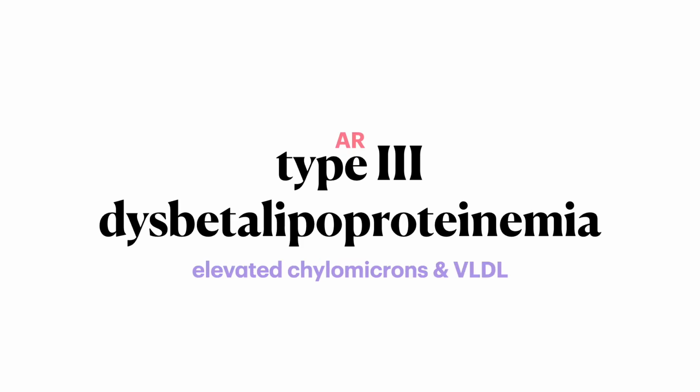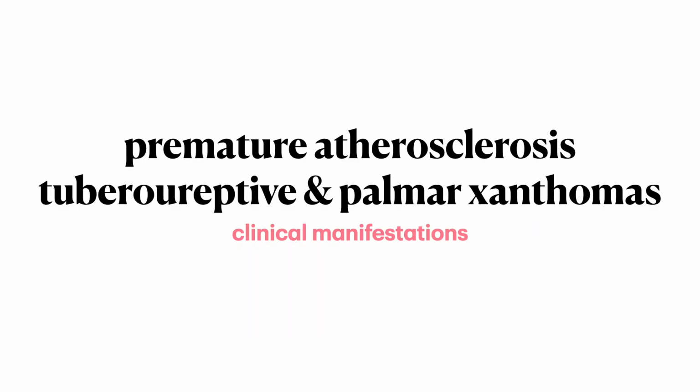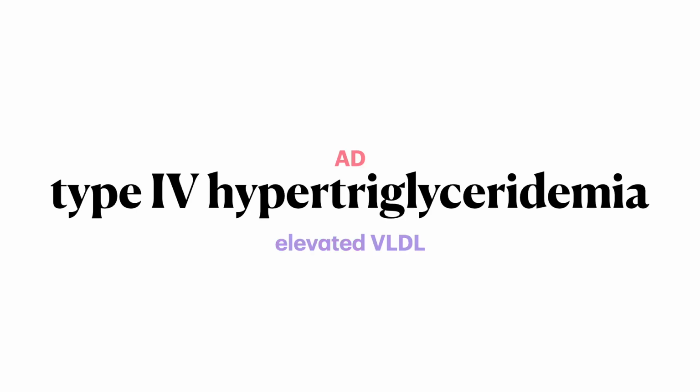Moving on to type 3, dysbetalipoproteinemia. This is an autosomal recessive condition where patients will have both elevated chylomicrons and VLDL. The main issue here is that it's going to be due to a defective APOE. If you remember, APOE is important in how chylomicron remnants are absorbed back into the liver. Now, without that, they kind of stay in the systemic circulation, and that will increase their amount. Now, these patients will present with premature atherosclerosis because the VLDL is affected, and they also will present with tuberous, eruptive, and palmar xanthomas.